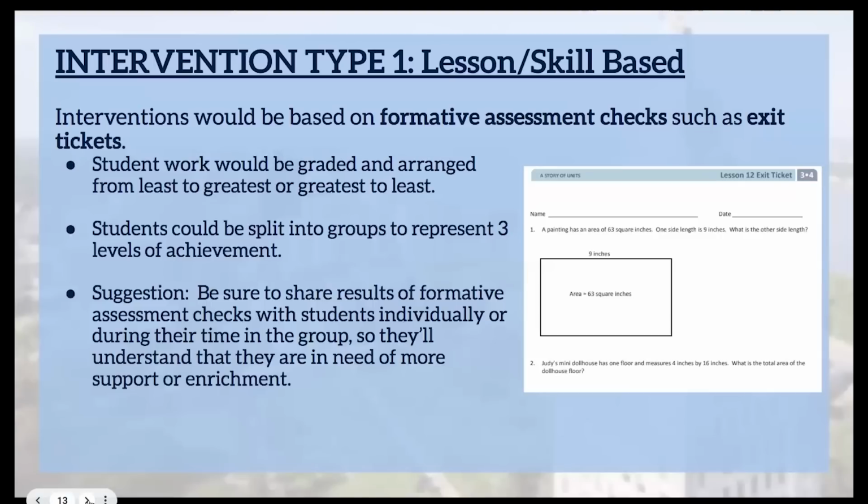One of the things that we always want to remind you to do is to make sure when you're looking at that formative assessment data, make sure you meet with your students individually or when they're working with your group, and make sure that they understand why they're needing additional support or enrichment, meaning these are the things that you have as a strength. But these are some things that we want to work on so they know what the goal is in mind, so that they're goal oriented.